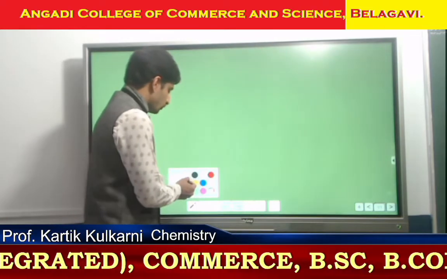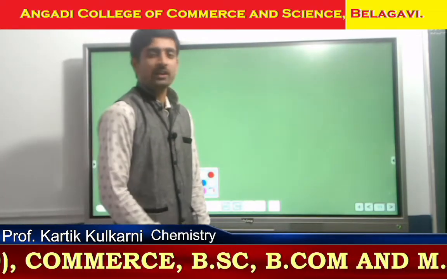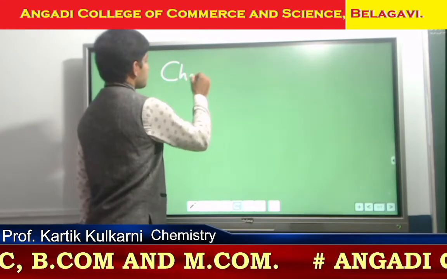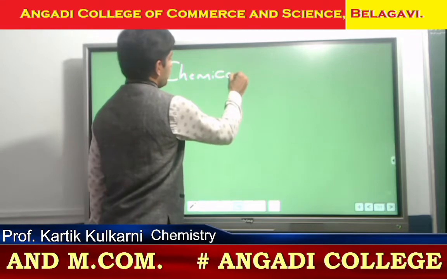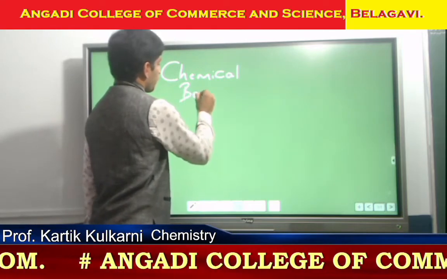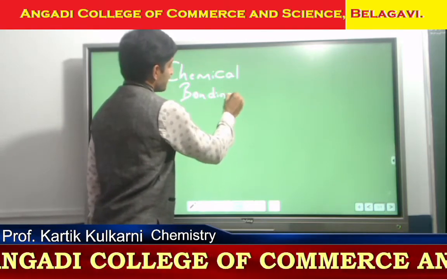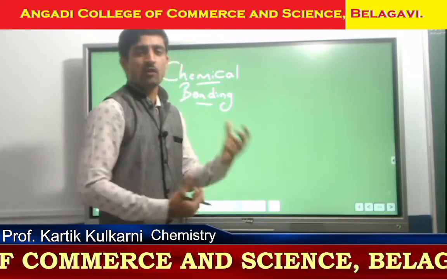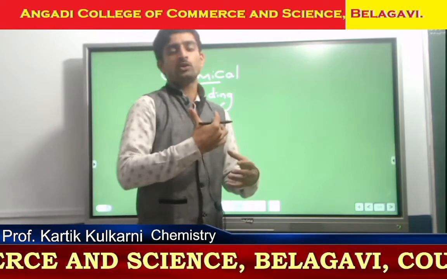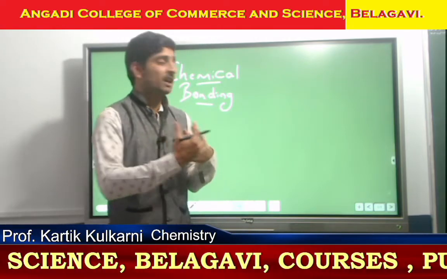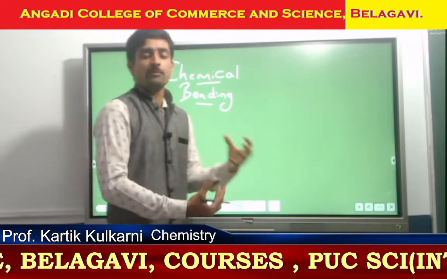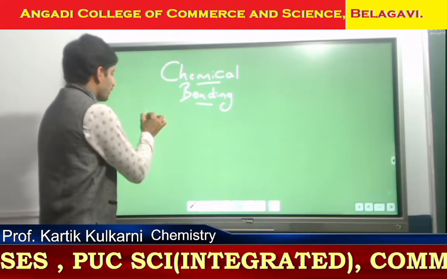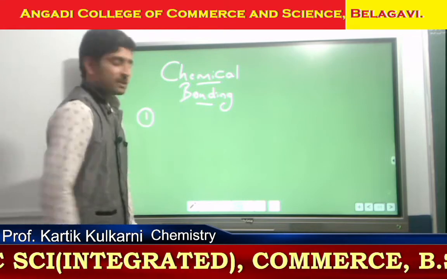Today, I'm going to discuss one of the important concepts of a topic called chemical bonding. In chemical bonding, we mainly discuss the types of bonds, how these bonds are going to form, and what molecules show these types of bonds. The first type of bond I am going to discuss is the ionic bond.